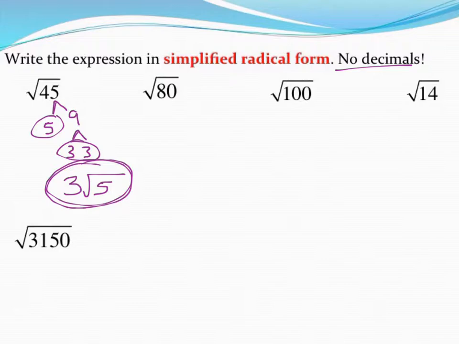Type in the square root of 45, you'll get a decimal, of course, and then type in 3 times the square root of 5 and make sure that you get the same exact decimal. So that's what it means to simplify. We never ever use decimals to simplify. Let's break 80 down. Let's do the same thing.